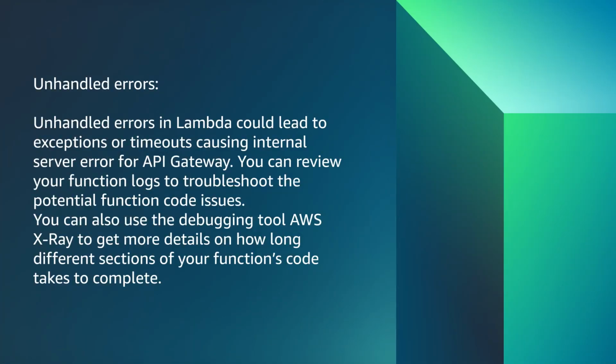Unhandled errors. Unhandled errors in Lambda could lead to exceptions or timeouts causing internal server errors for API Gateway. You can review your function logs to troubleshoot the potential function code issues. You can also use the debugging tool AWS X-Ray to get more details on how long different sections of your function's code take to complete.